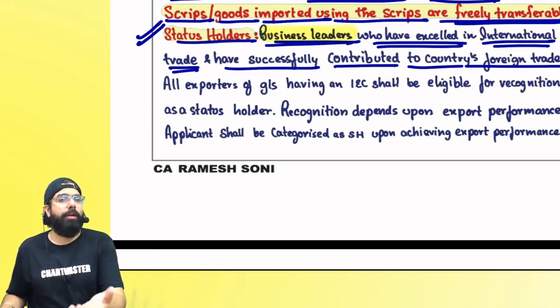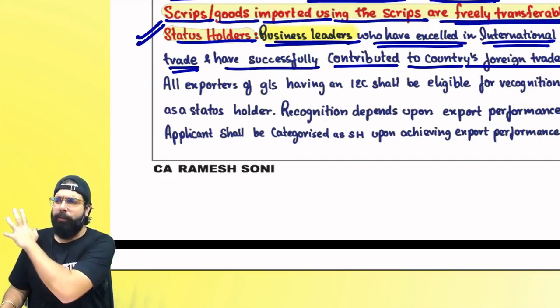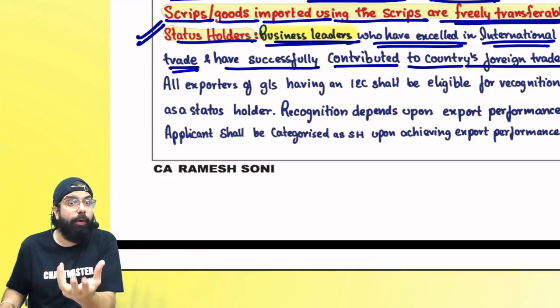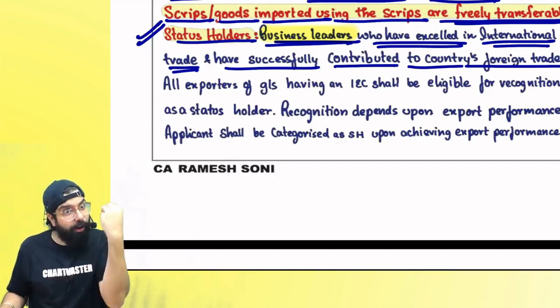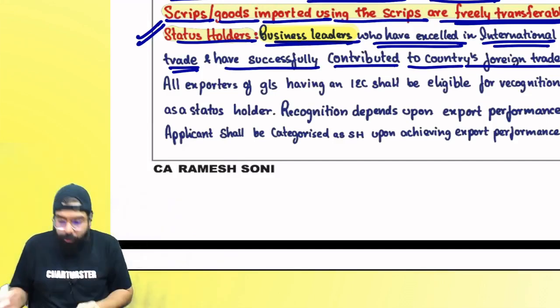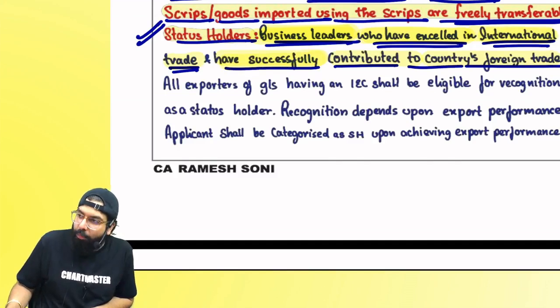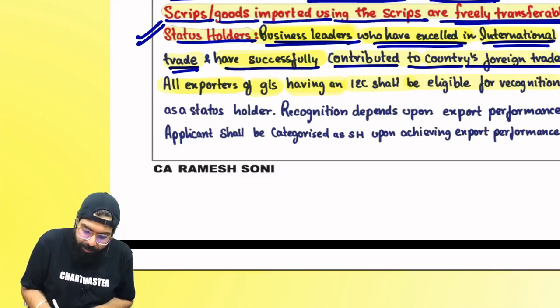You would have seen that one exporter from Surat, a diamond exporter. He is exporting such big exports. Those people are status holders. They are getting huge money into India, which is foreign currency. The Indian government is very happy with them and telling, you are status holder. So, business leaders who have excelled in international trade and have successfully contributed to the country's foreign trade are known as status holder. All exporters of goods and services having IEC shall be eligible for recognition.